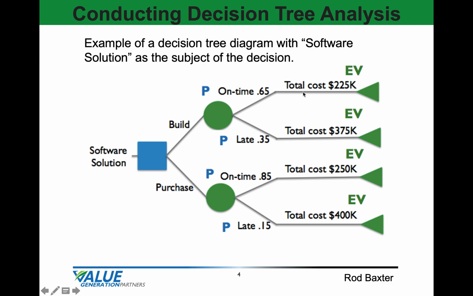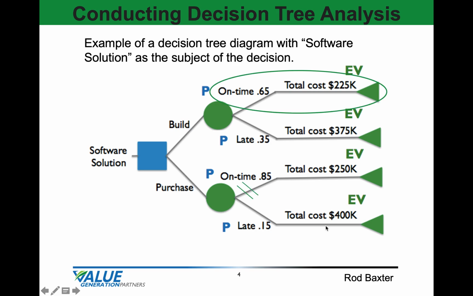However, the total costs are different. For the on-time probability to build, our total cost is $225,000. If it's late, it's $375,000. For our on-time probability to purchase, our total cost is $250,000, but our late cost is $400,000.